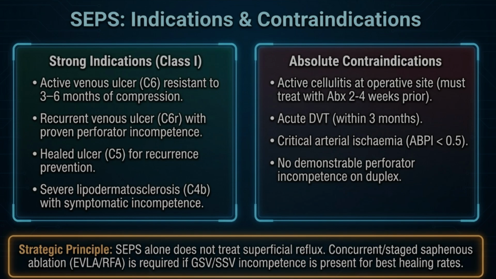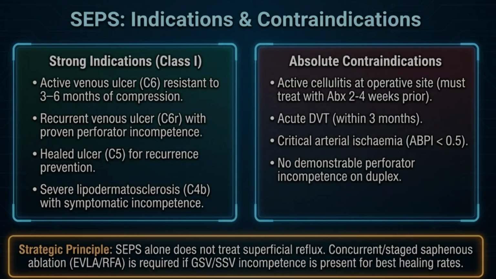The strong indications are the active venous ulcer C6 resistant to 3 to 6 months of compression treatment, recurrent venous ulcer C6R with proven perforator incompetence, healed C5 for recurrence prevention, severe lipodermatosclerosis C4B, and symptomatic incompetence.